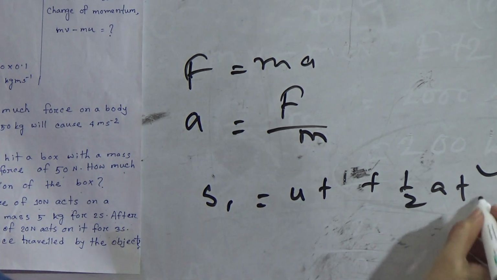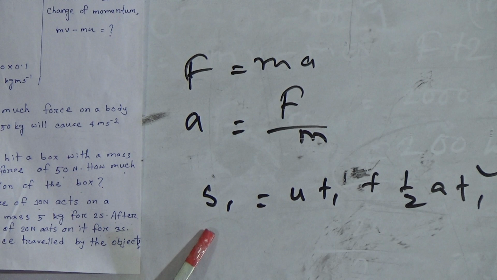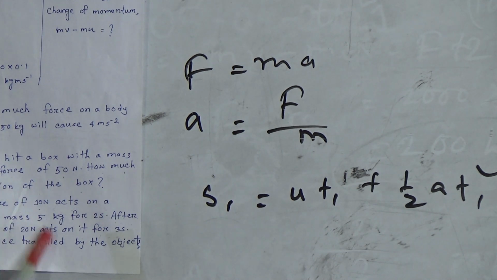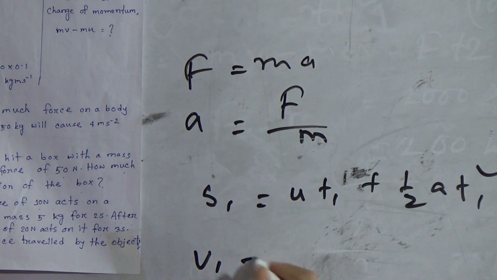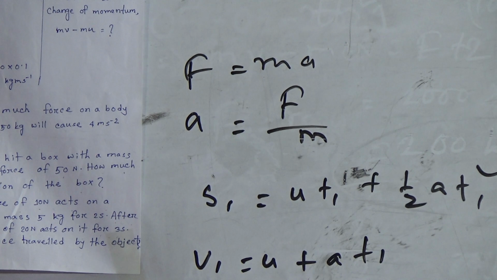Use this formula to find the distance, and then you have to find the velocity of this object. That means v1 equals u plus at1. Use this formula to find the velocity.